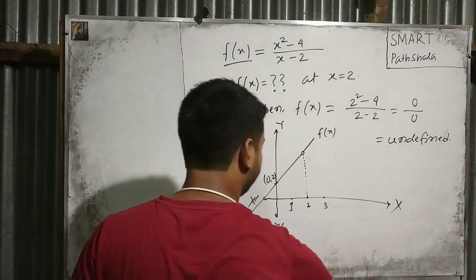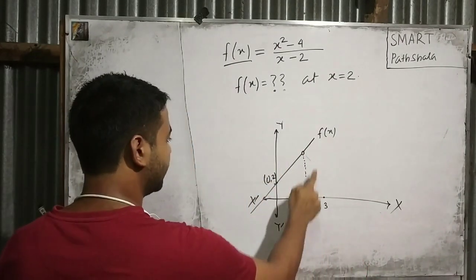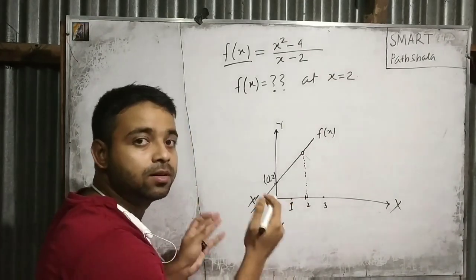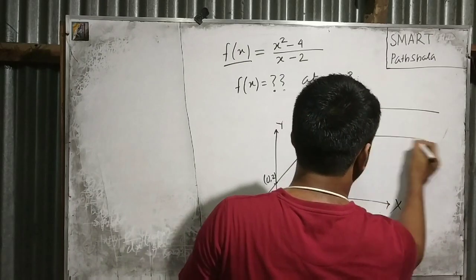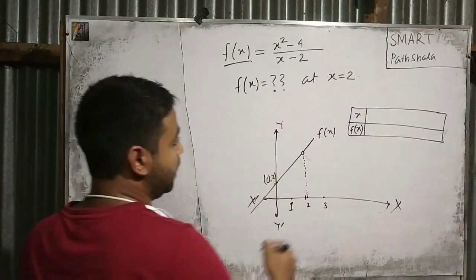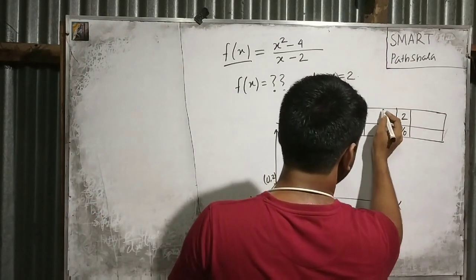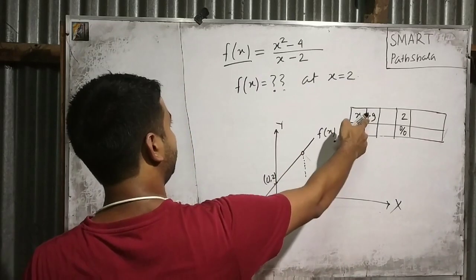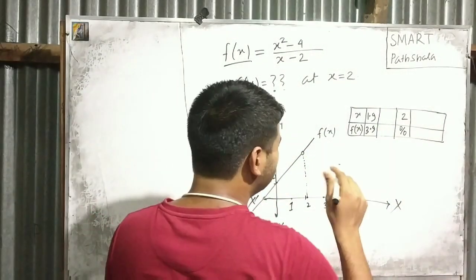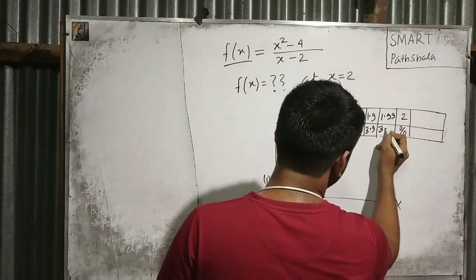Now let's try another approach. We are not finding the value of f of x at 2. We are just finding the value of f of x just near the point 2 on the left hand side. Remember, on the left hand side. Here we write the value of x and here we write the value of f of x. Suppose we have the value 2 here and that is 0 by 0, which is undefined. Suppose we have a value of 1.9. When you put 1.9 over here, you get f of x as 3.9. Now come very, very close, that is 1.99. Then we get a value of 3.99.